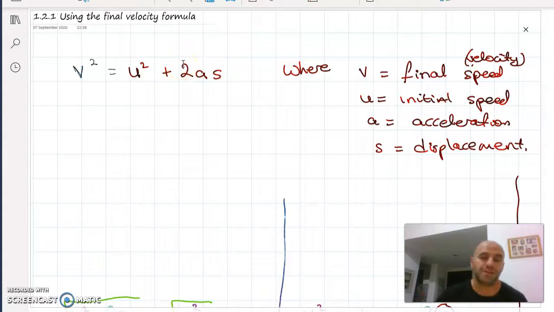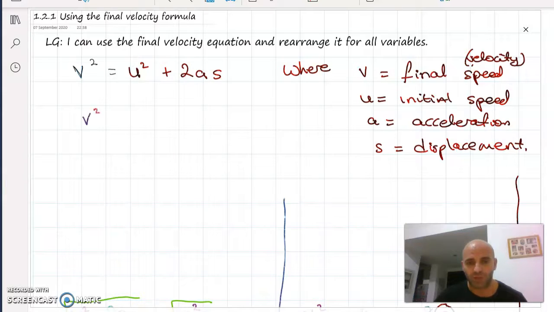So the first thing I want to show you is how to rearrange the formula using algebra, okay? So let's say I want to solve this equation for v equals. Well, I start off with my equation that I'm given, v squared equals u squared plus 2as, and I know that in order to find v, which is given here as a square, if I get the square root of that, then that will undo the square, if you like.